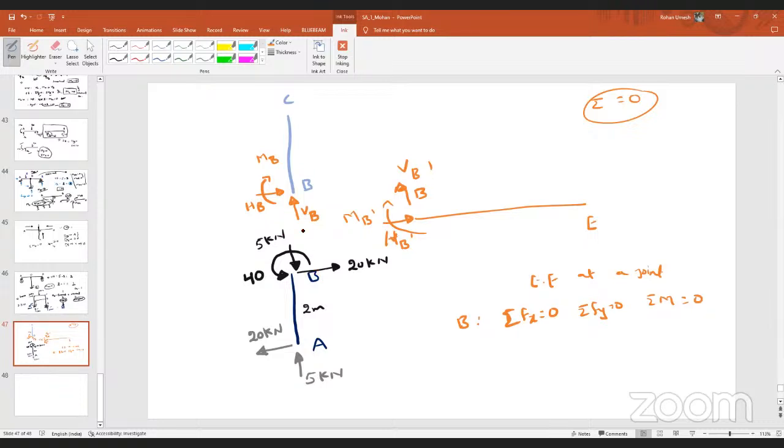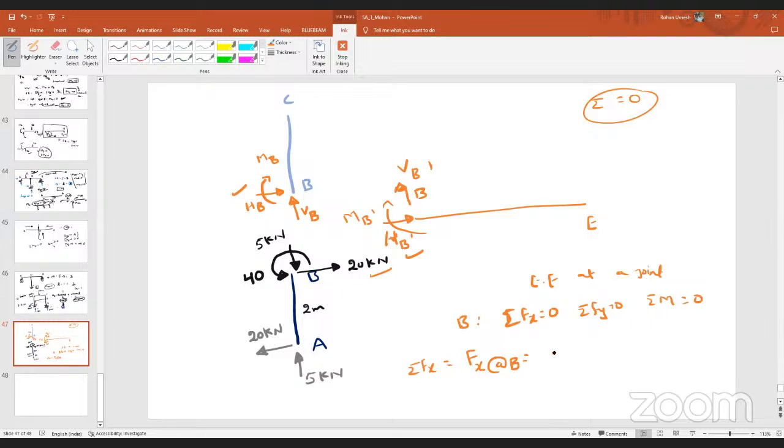How many horizontal forces are acting at joint B? 20 is also in the horizontal direction. HB is also horizontal. HB dash is also horizontal. That means if I add all those values, that is my force along the X direction at point B. That will be equal to how much?